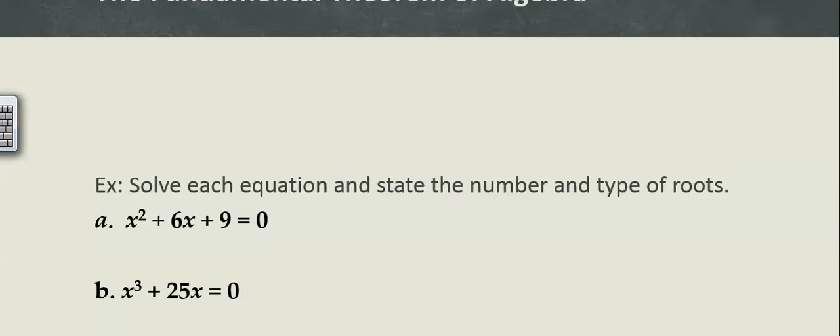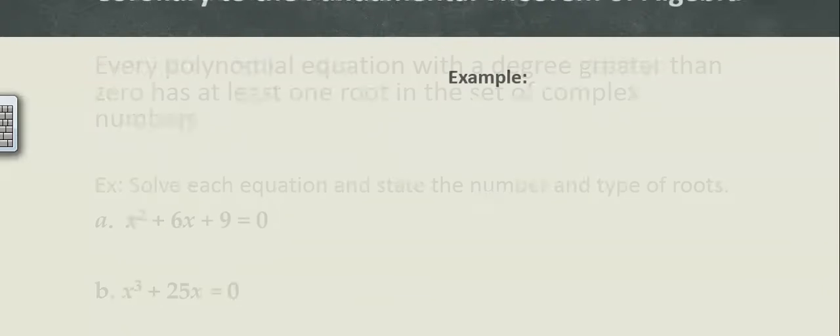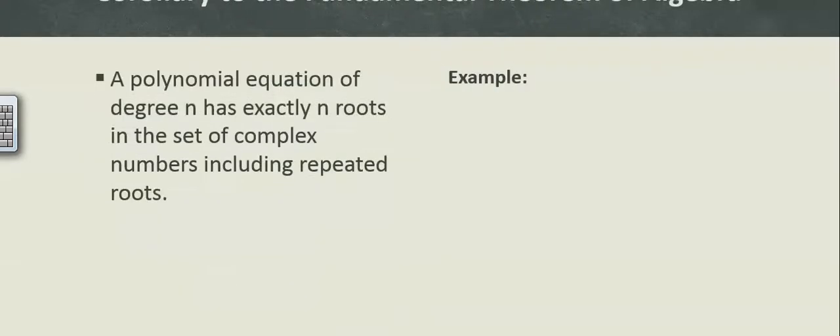So the fundamental theorem of algebra just tells me that if I have a 2 as my exponent, that means I should have 2 solutions. And if I were to solve this, what they're asking us to do is just to say, do you have a real root or an imaginary root? This was the corollary, which says the same exact thing.